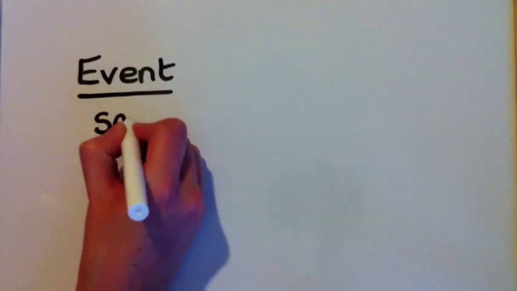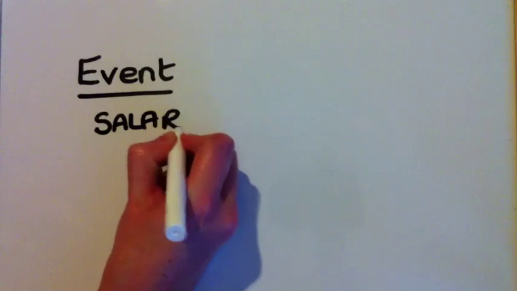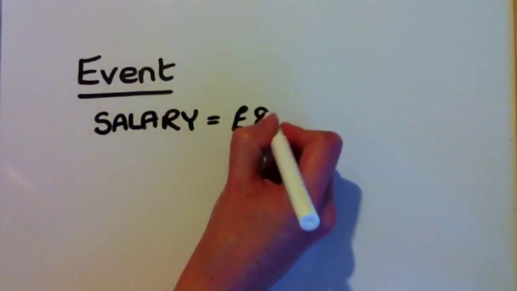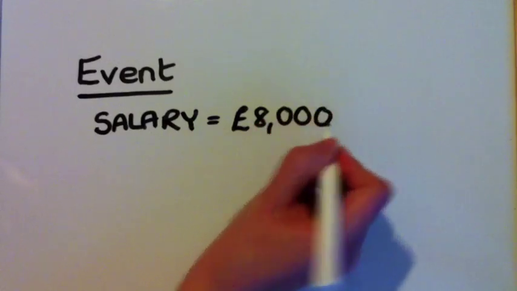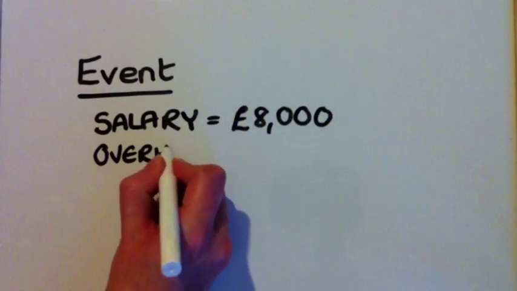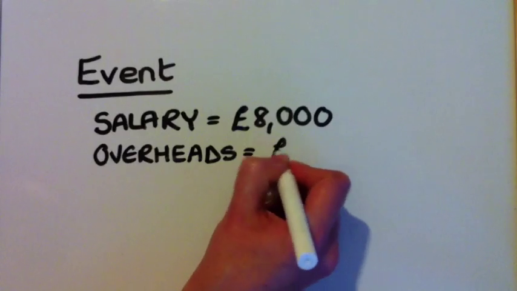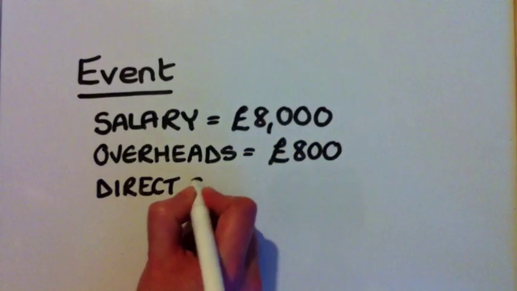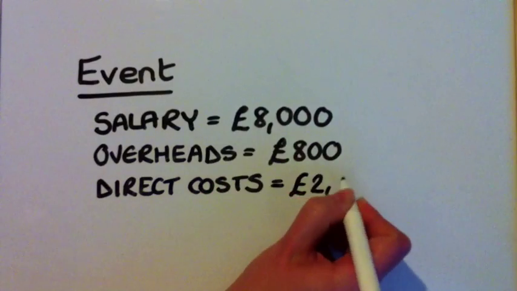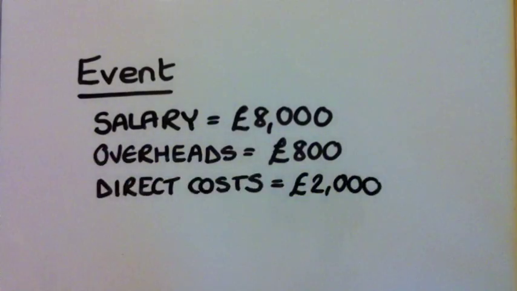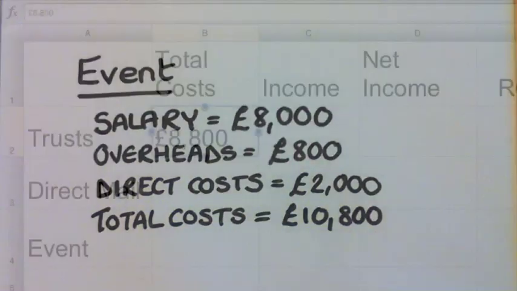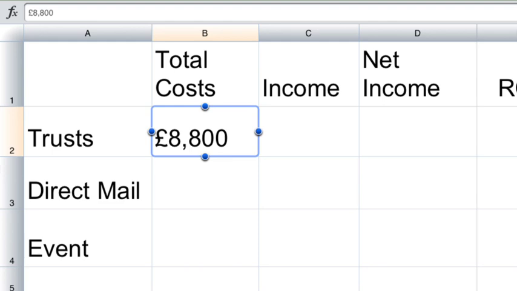The event that Amir held this year took up 40% of his time, which meant that 40% of his salary is attributed to the costs. This was £8,000. Likewise, 40% of his overheads are attributed, which comes to £800. The direct costs of the event were £2,000, which means the total cost of putting on the event for fundraising that year was £10,800. What we want to do now is pull all of this together so we can start to compare the value of the income streams.